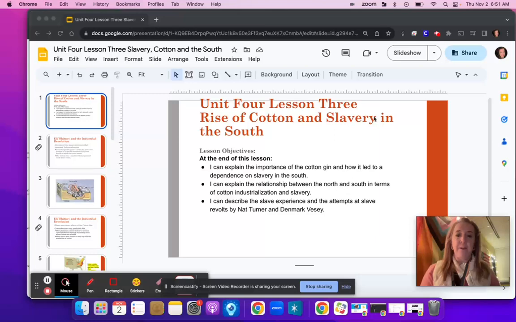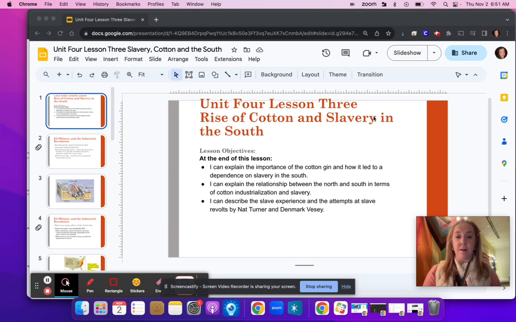Good morning. Moving on to Unit 4, Lesson 3. Now we're going to be focusing on the South, and in the South, what their economy looks like. Remember two important things. The word economy means how does an area make money? How are they financially successful? Who benefits? Who doesn't benefit?